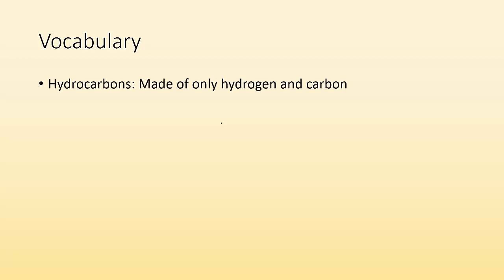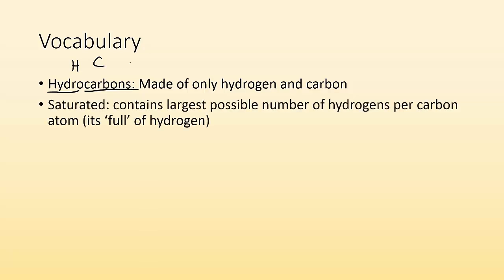We have hydrocarbons, which just means it's made of only hydrogen and carbon, right? Probably blowing your mind here. Hydrocarbons, you got hydrogen and carbon. Then we have this term saturated, which basically just means contains the largest possible number of hydrogens per carbon atom. It's full of hydrogen. It's saturated with hydrogen. You can't add any more hydrogens to that carbon chain, right?